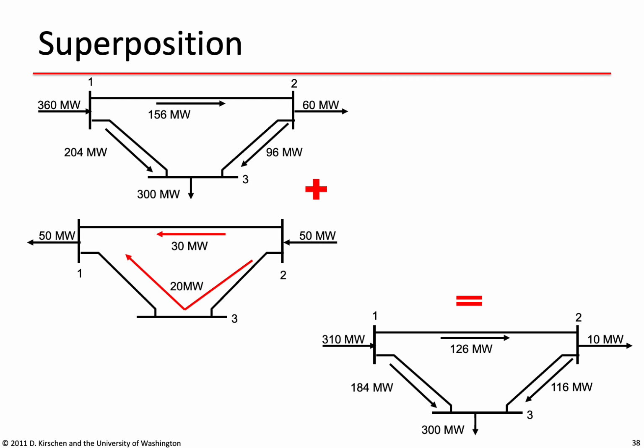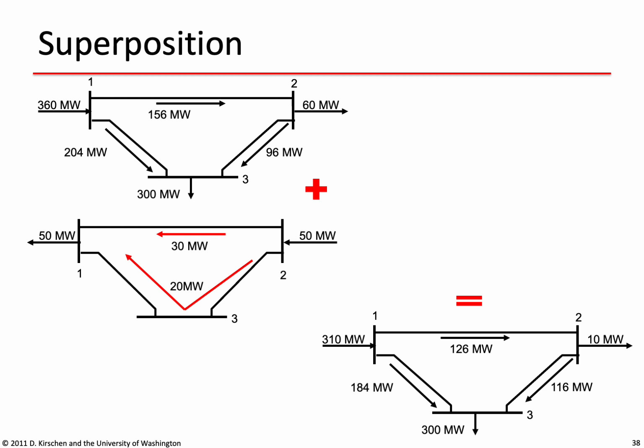So if we want to correct this 30 megawatt overload in the line from 1 to 2, we need to create a counterflow of 30 megawatts from 2 to 1. And because for each megawatt injected at bus 2 and extracted at bus 1, only 0.6 megawatts flows directly from 2 to 1, we have to inject an extra 50 megawatts at bus 2 and reduce the output of generators at bus 1 by 50 megawatts.